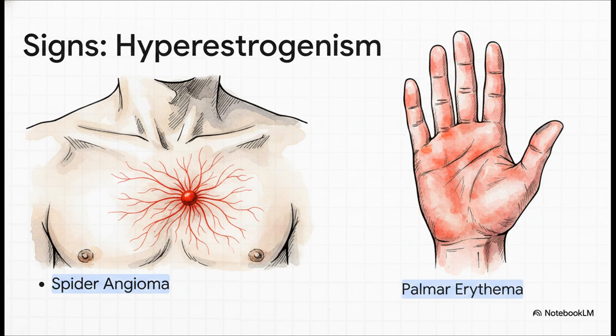A failing liver just can't metabolize estrogen effectively. So you get this state of hyperestrogenism, which causes blood vessels to dilate. This leads to those little spider angiomas on the skin and palmar erythema, that classic redness on the palms.